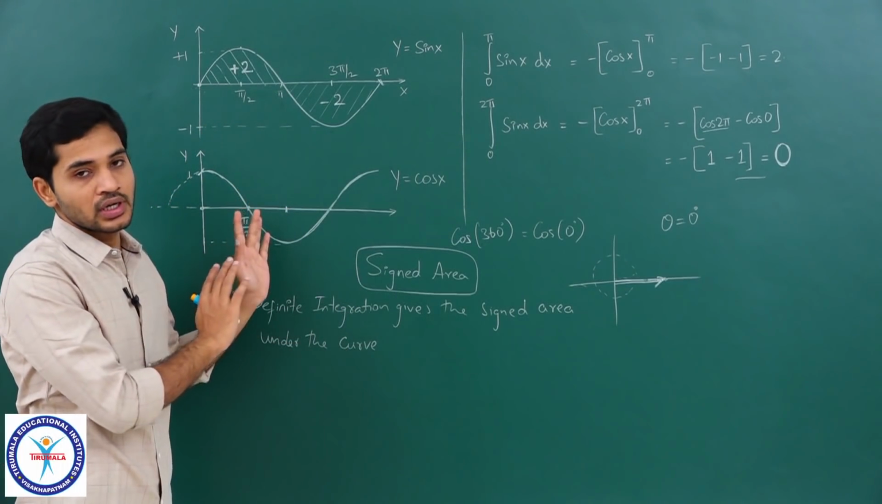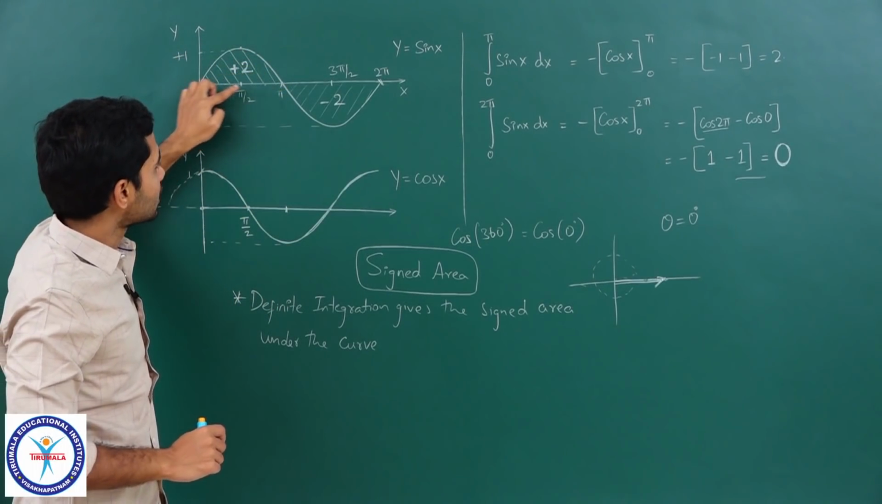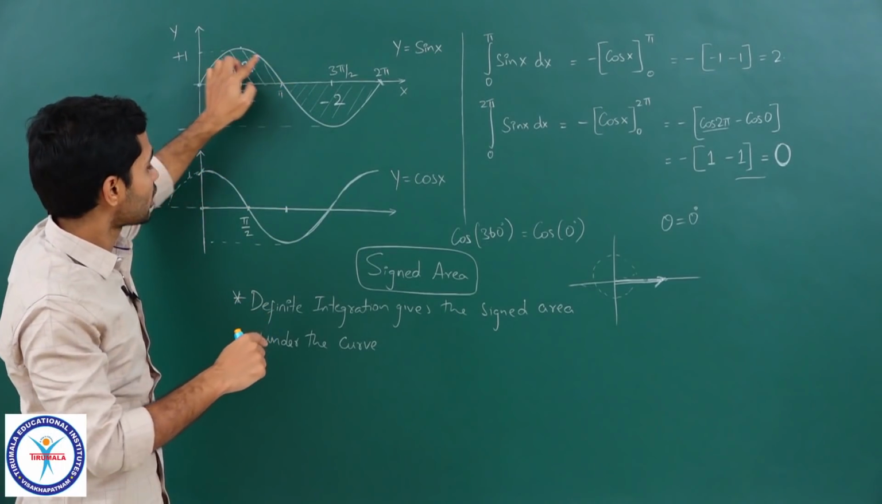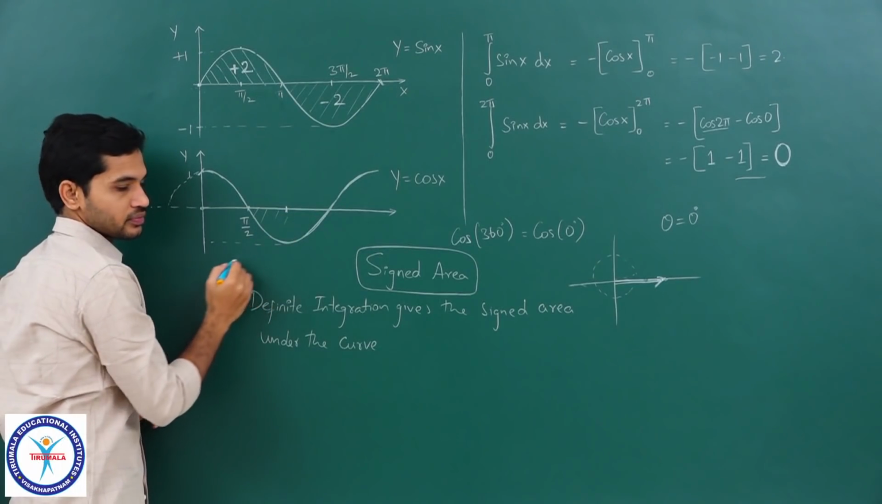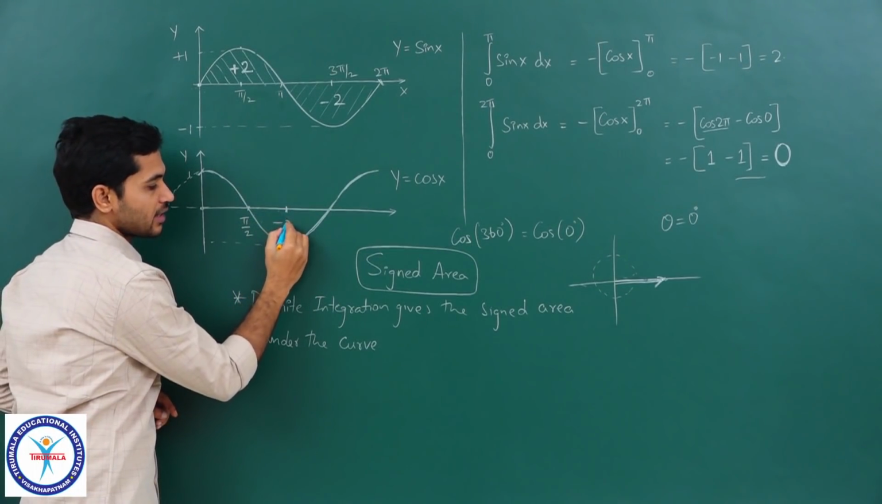So this is not required for us now, but what I am trying to say is that whatever is the area under this dome-like structure, the same will be the area for this dome-like structure, but because it is below the x-axis, we can say that this area will be minus 2.